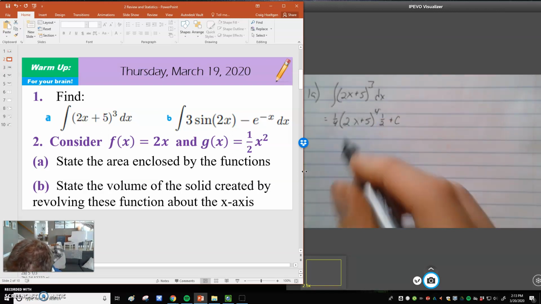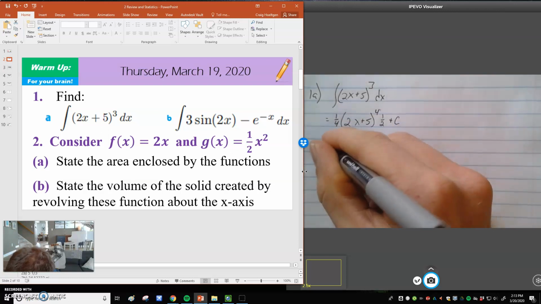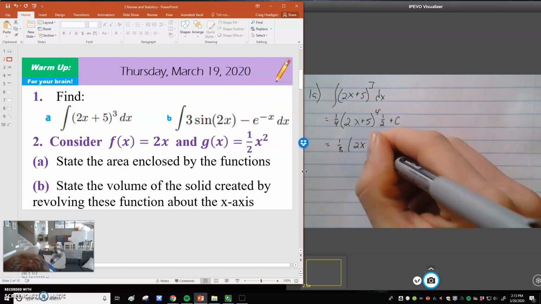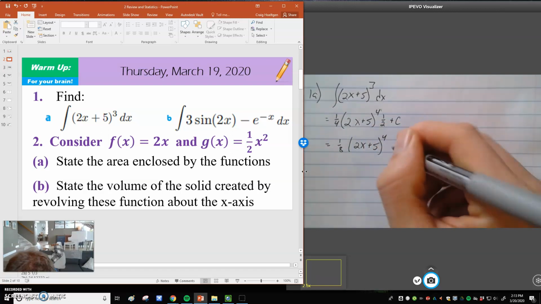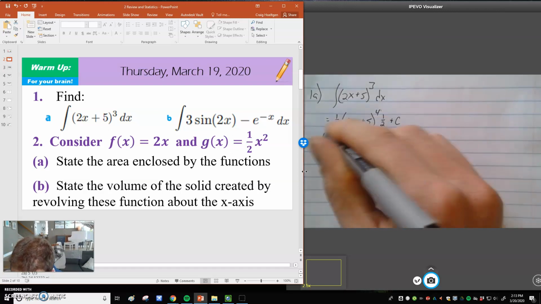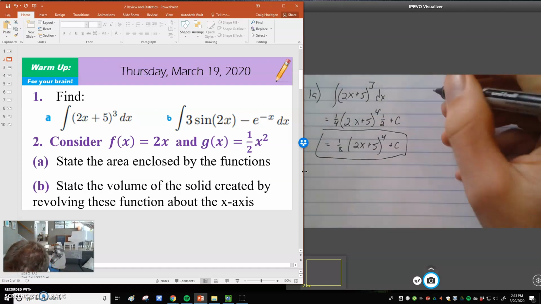And for your final step, just go ahead and combine 1/4 and 1/2, and you get your end answer of 1/8 (2x plus 5) to the 4th plus c. Box that. All right, let's do 1b.